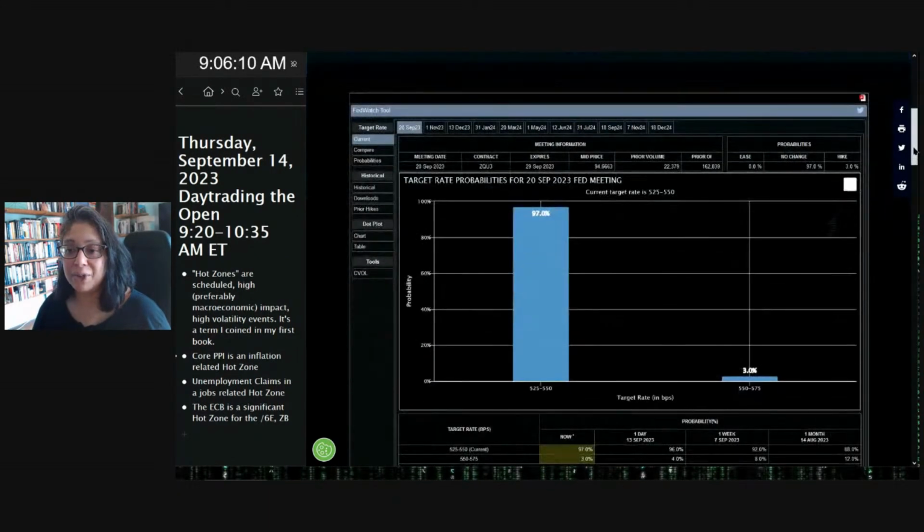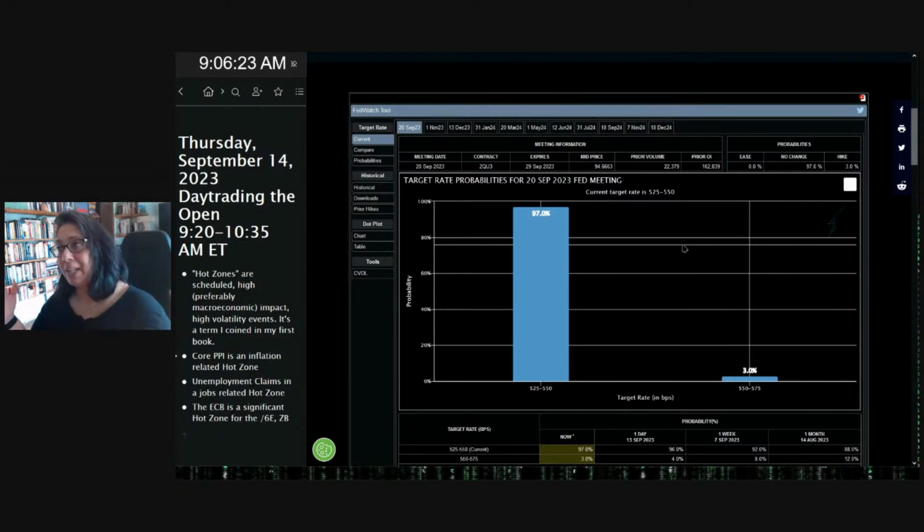What is the Federal Reserve expected to do? Why do we look at these hot zones? Because they land here. They land at the target rate probabilities. That's the decoder ring, gang, for macroeconomics. Multisyllabic nonsense. Yes, sometimes it feels that way. But this is where we can say, oh, that's what it means, right?